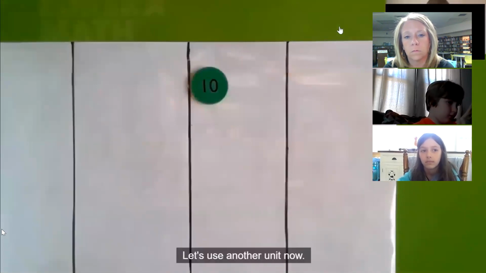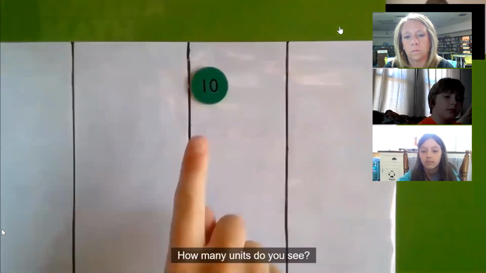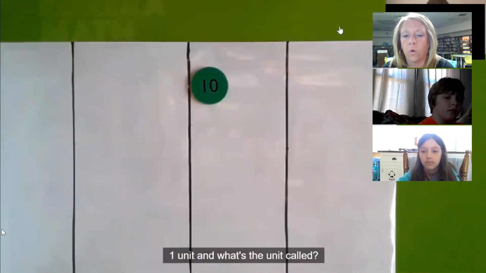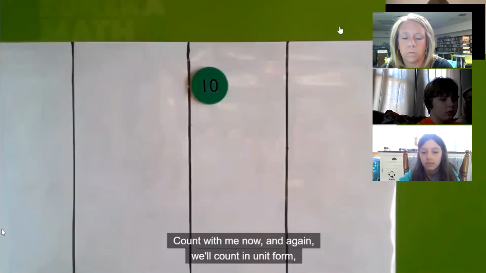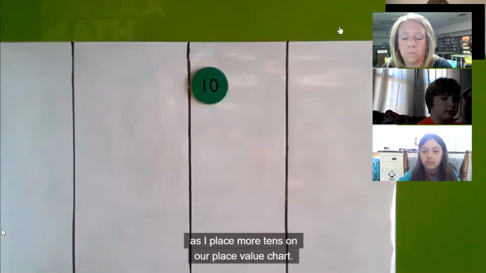Let's use another unit now. How many units do you see? We're going to see 1 10 in front of us. What's the unit called? It's a 10. Count with me now. And again, we'll count in unit form as I place more 10s on our place value chart.